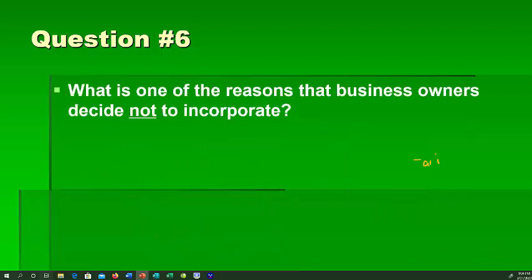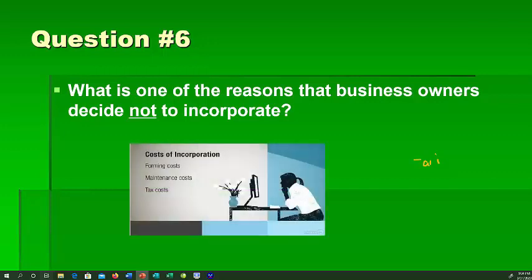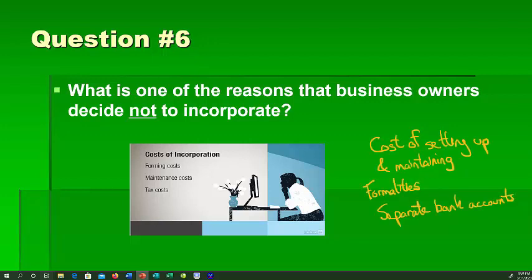All right. What is one of the reasons that business owners decide not to incorporate? Well, again, there's lots of different reasons. There's the cost of setting up and maintaining a corporation, going through the formalities, having separate bank accounts. All of these different things can, in some ways, be daunting, and so a business owner may say, no, I don't want any of these things, I just want to keep it simple.